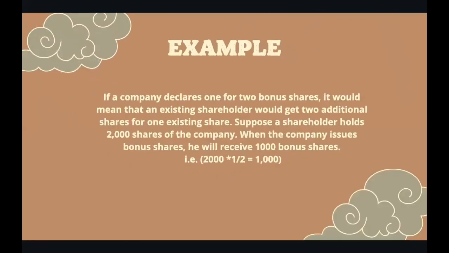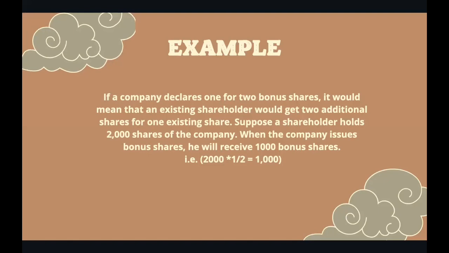The example problem of bonus issue is if a company declares 1 for 2 bonus shares, that would mean that an existing shareholder will get 1 additional share for every 2 existing shares. Suppose a shareholder holds 2,000 shares of the company. When the company issues bonus shares, he will receive 1,000 bonus shares because 2,000 times 1 over 2 equals 1,000.